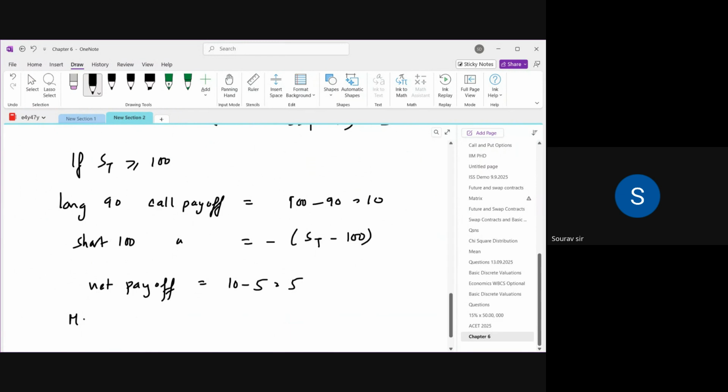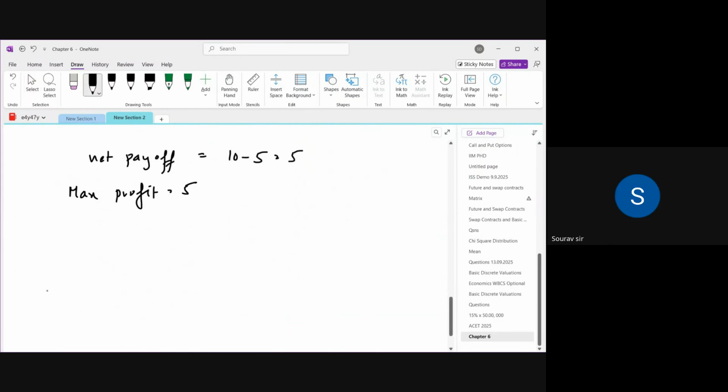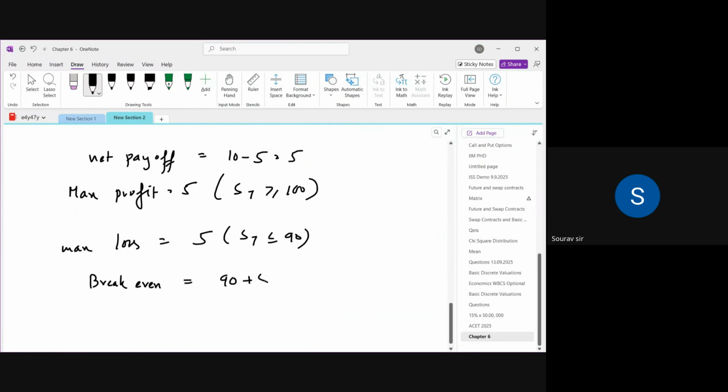So here the result: what is the maximum profit? 5, when ST is greater than or equal to 100. What is the maximum loss? 5, when ST is less than or equal to 90. And here it is the break even. Break even means 90 plus 5, so that is 95. This is one.